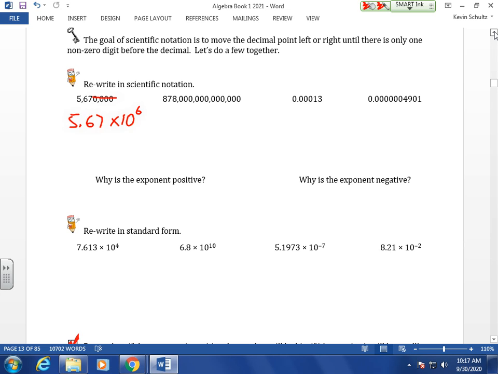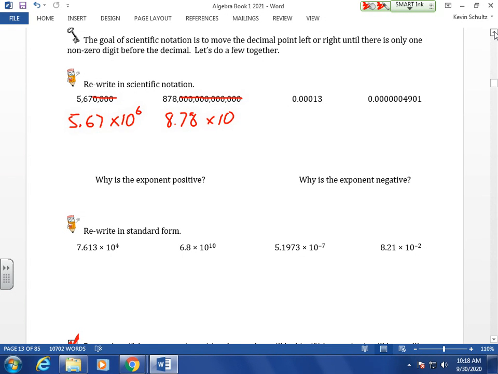You will rarely see me use the x to represent that we are multiplying. I usually use parentheses or the dot. However, part of scientific notation is that we do use that x. So 5.67 times 10 to the 6th power. How about 878 trillion? Oh my, 878 trillion. We have 12 zeros that we're able to eliminate. The decimal goes between that 8 and 7, so 8.78 times 10 to the what power?